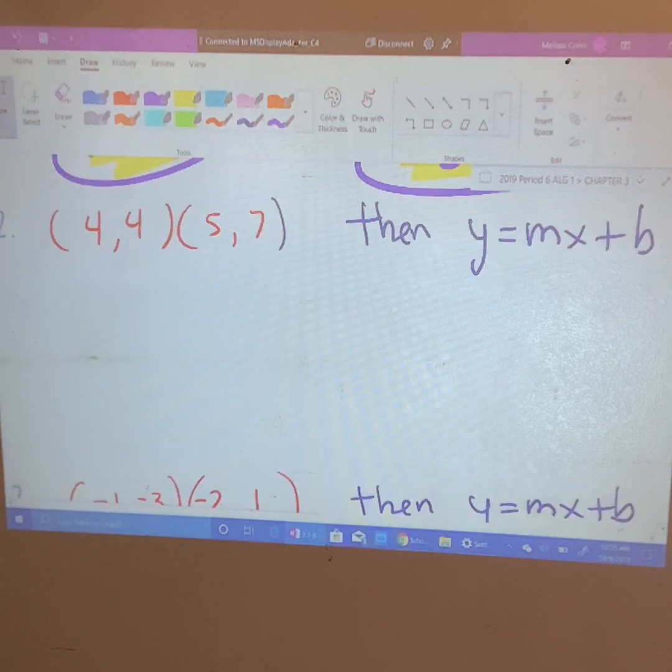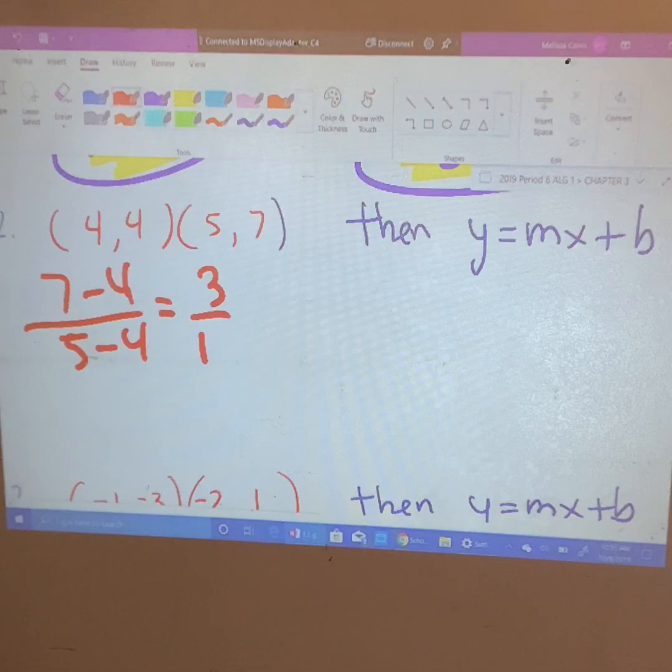Okay, (4, 4) and (5, 7). Let's write the equation. So first, let's find the slope between those 2 ordered pairs. So we've got 7 minus 4 over 5 minus 4. 7 minus 4 is 3 over 1. So again, my slope is 3. I'm going to hang on to that until later.